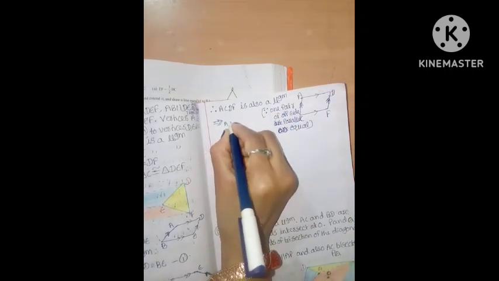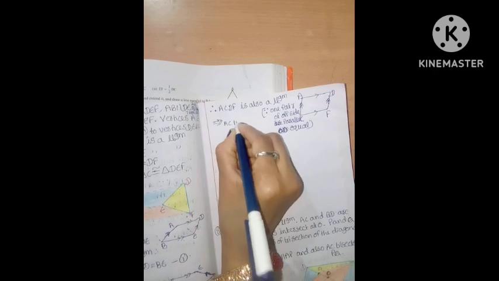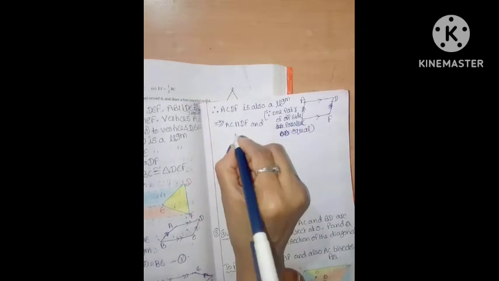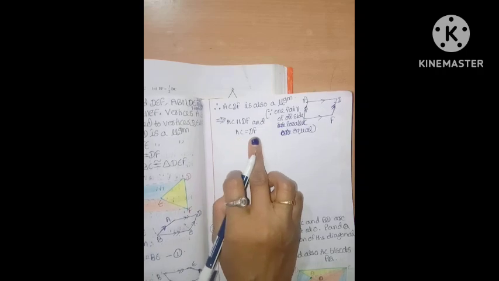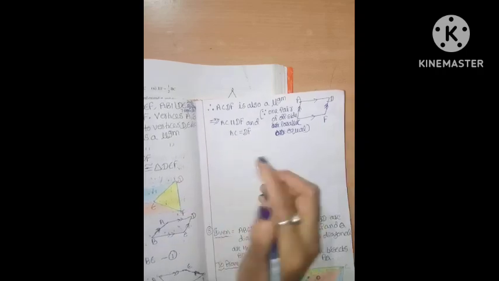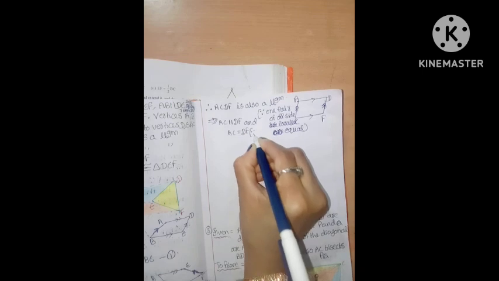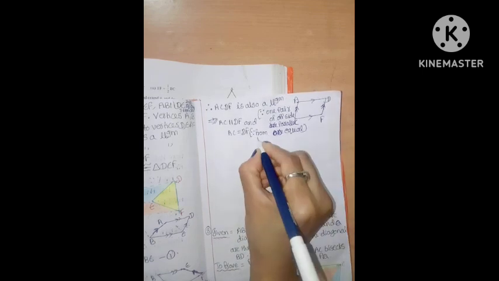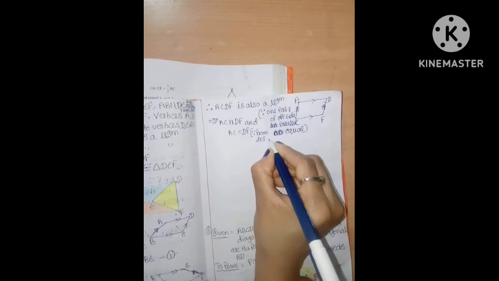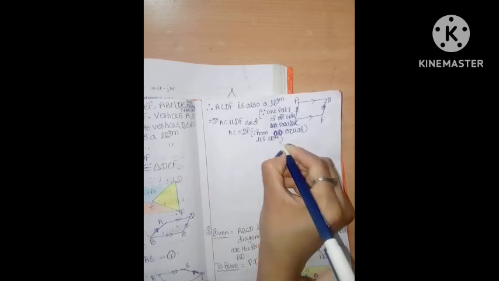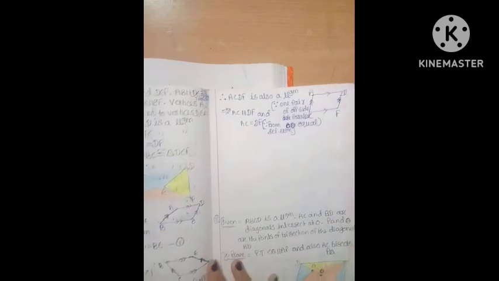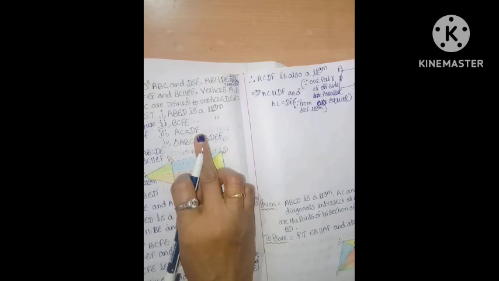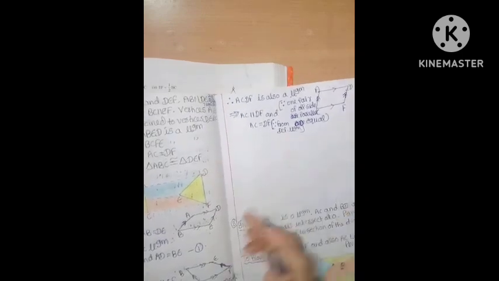AC is parallel to DF and AC is equal to DF. Why are these two sides equal? Are you understood? From the definition of parallelogram, these two sides are equal. AC equal DF. Is it proved? Yes, it is proved. Third question is also proved.